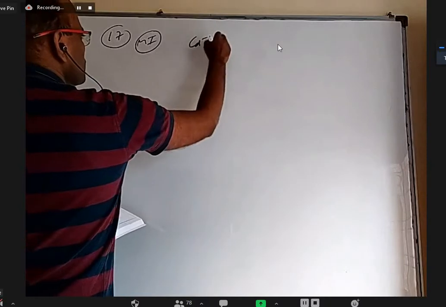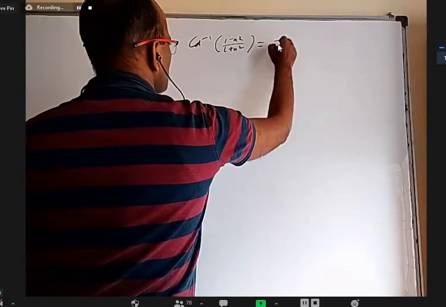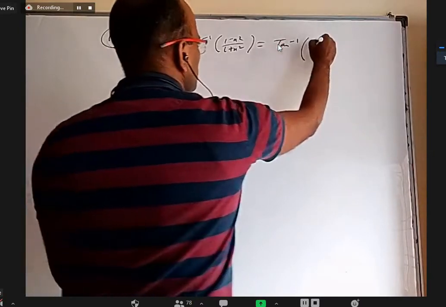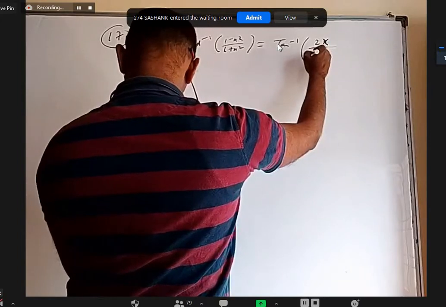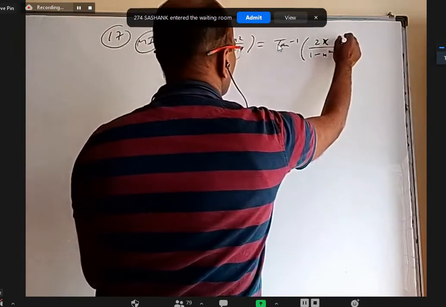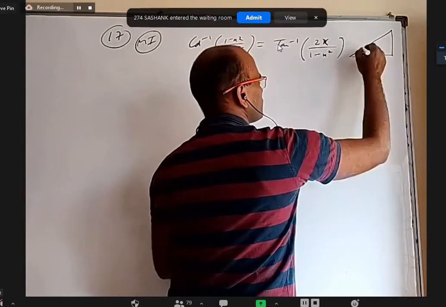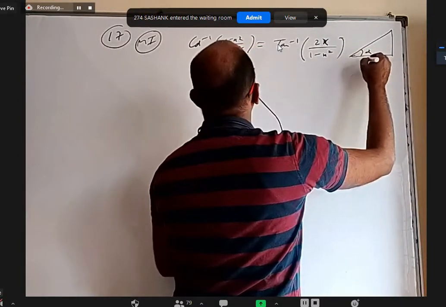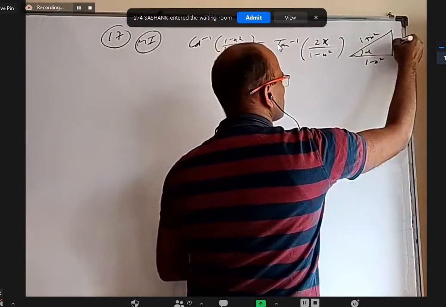Cos inverse 1 minus x square by 1 plus x square is the same as tan inverse 2x by 1 minus x square. From this, just now whatever figure we have done, 1 minus x square is here, 1 plus x square is here, 2x is here.